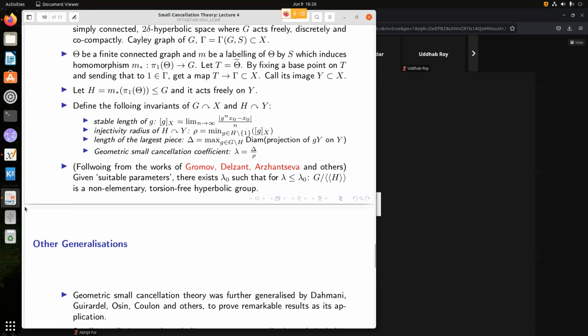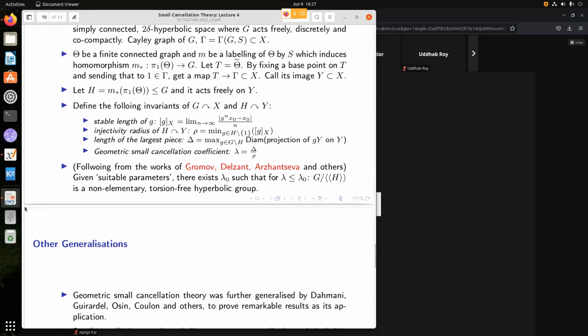And this is the injectivity radius. What is the injectivity radius? Earlier we saw that this is like the smallest relator length, right? So we define it the same way here. We define this stable length of g, and then we take the minimum over all these elements.